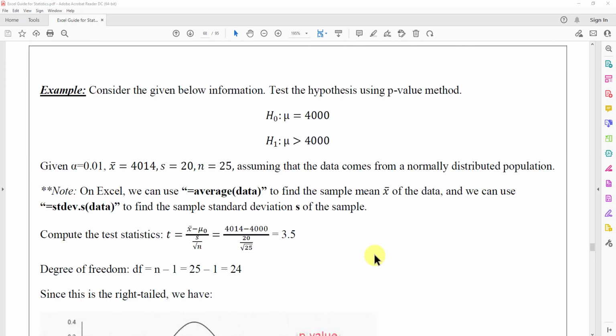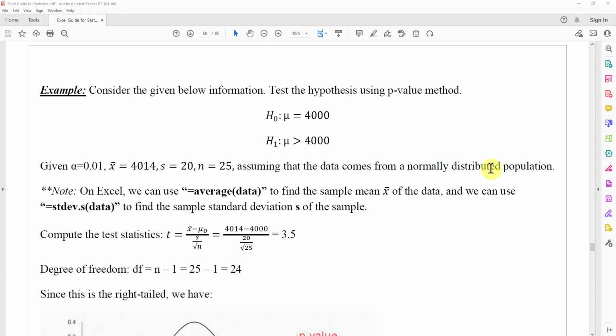Okay, let's take a look at this example. Consider the information given below. Test the hypothesis using the p-value method. The mean is equal to 4,000, and the claim says that the mean should be bigger than 4,000. Because the arrow is pointing to the right, we know this is the right tail case. We are also given alpha 0.01, the sample mean x bar 4,014, the sample standard deviation s of 20, and n of 25, assuming that the data comes from a normally distributed population.